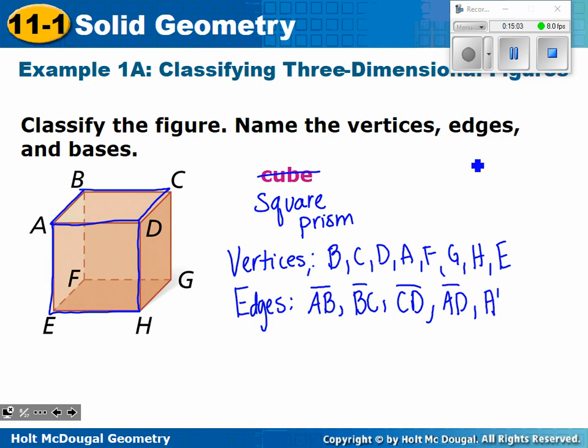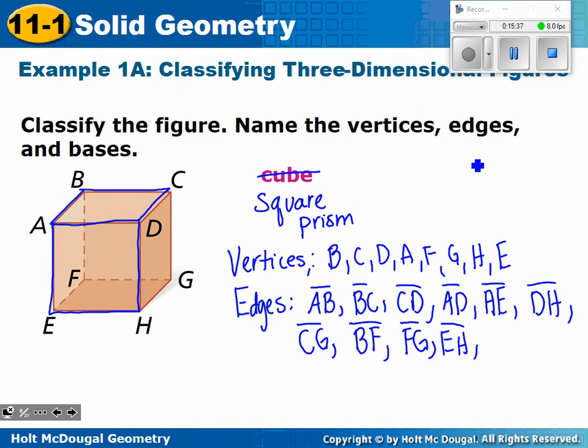AE. So now we're going vertically. That would probably make me miss some, so I'm going to stay vertical since we did the top. So AE, DH, CG, and BF. And then now let's go to the bottom. So what are they? FG, EH, HG, and EF, boys.